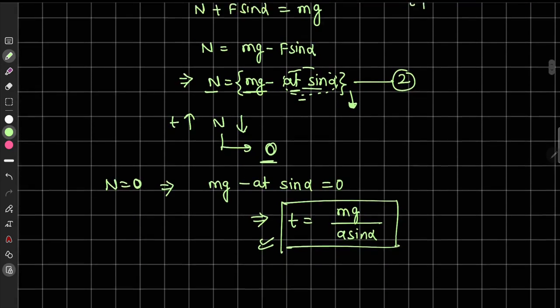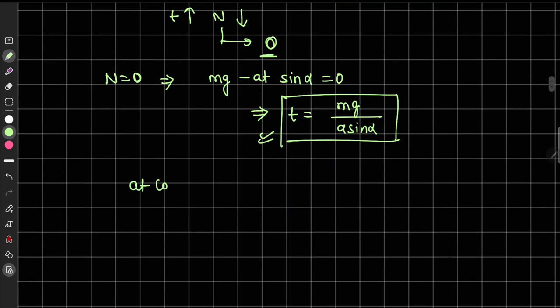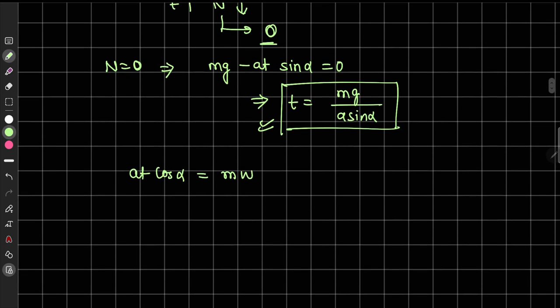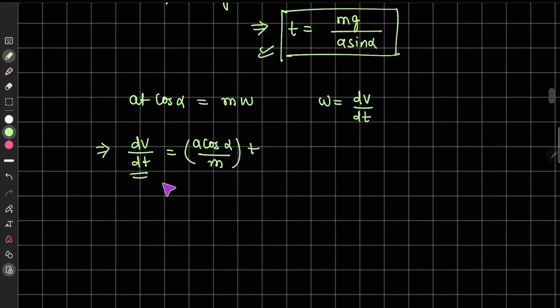Now let us focus on equation 1. We can write a t cos alpha is equal to mass into acceleration, and we have to find the velocity. For that, we can write acceleration as dv upon dt. From here we get dv upon dt is equal to a cos alpha whole divided by m into t. Let us take dt to this side, and we get dv is equal to a cos alpha whole divided by m into t times dt.